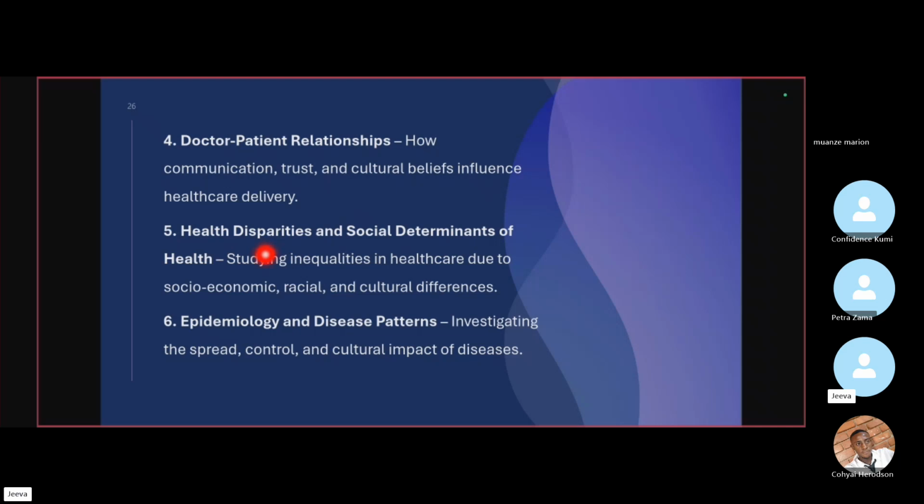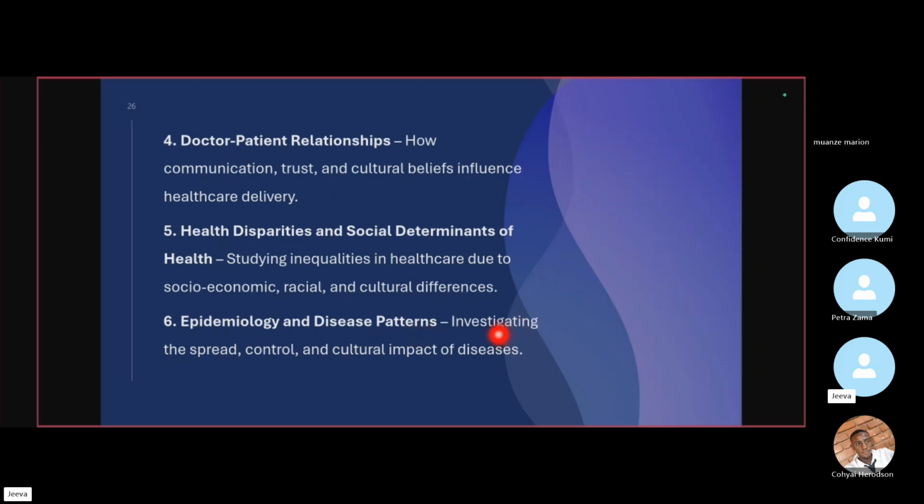Then health disparities and social determinants of health. As I told you, there will be studying of inequalities in the healthcare due to socioeconomic status, racial, and cultural differences. So health disparities are also looked after by your medical anthropology. Like there should not be any inequality in the healthcare providing. Everyone should be given equal treatment. Then epidemiology and disease pattern.